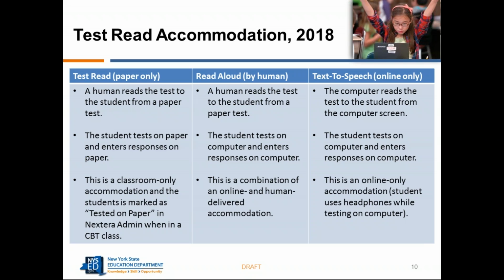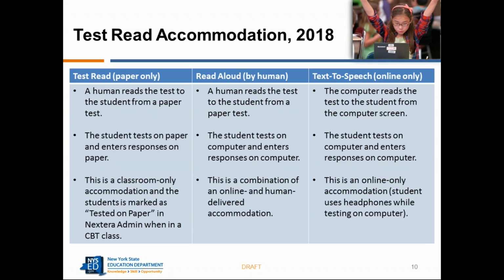However, there could be an IEP or a 504 plan that determines that a student must test on paper in a CBT grade level. Okay? So testing on paper is still an option if it is indicated in the IEP or 504 plan. This is a classroom-only accommodation, and when this is the method of delivery for a student in a CBT grade level, the school administrator is marking that student with a not tested code as tested on paper in the NextEra admin system.